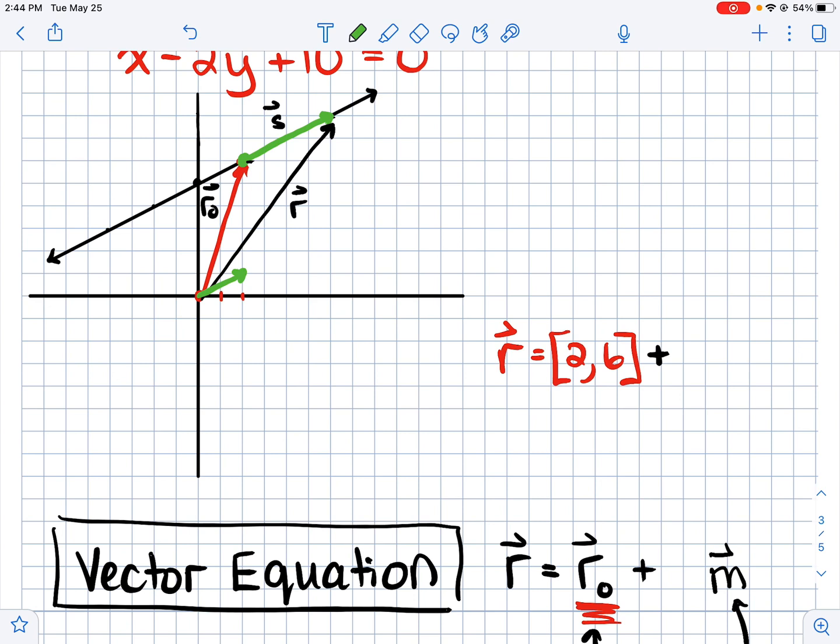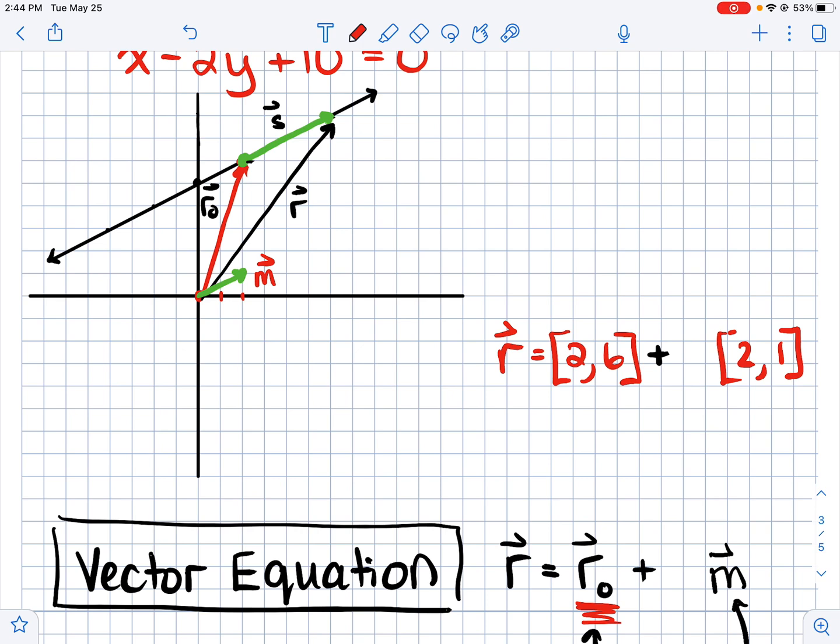So I also could use the vector 2, 1. I tend to use the smallest one, but I don't think it has to be. It just has to be a vector that's parallel to the line. You could have used 4, 2, 2, 1, whatever you want. So let's say I used the vector 2, 1. So it's a vector that's parallel. So I'm going to say that's vector M.